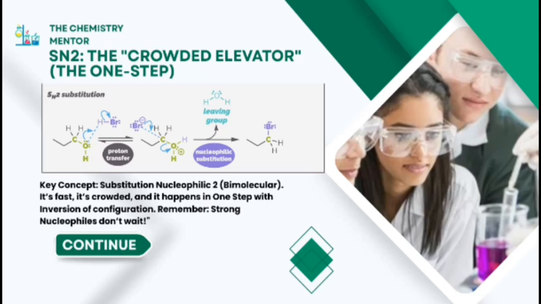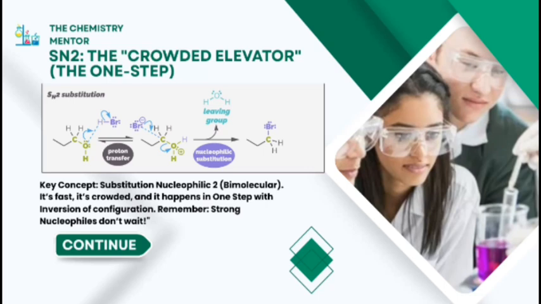So first of all, let's discuss some of the important key concepts. What is SN2? SN2 stands for substitution nucleophilic bimolecular. Let me break it down for you. It's fast. The reaction happens in one go. It's crowded. The nucleophile and substrate meet at the same time. It happens in one step, and the key feature is inversion of configuration. The nucleophile attacks from the back and pushes the leaving group away. So the key concept to remember is strong nucleophiles don't wait, they attack immediately.